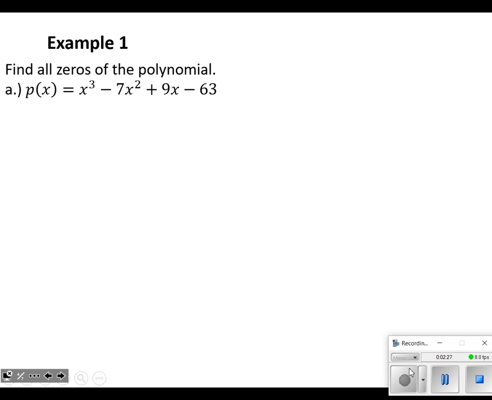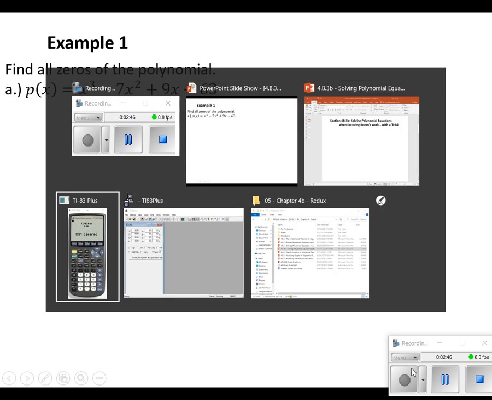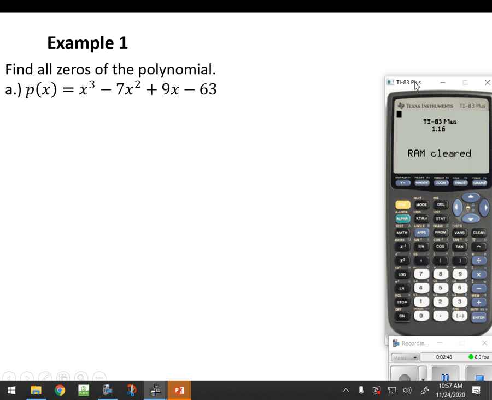Now, example 1, as I look at this, I see the 1 and the 7, the 9 and the 63, and I'm thinking, hey, this might be something that I could do just by doing factor by grouping, and it looks like I quite possibly could. However, to introduce the steps for this one, let's bring up our calculator. We're going to assume that we don't see any factor by grouping whatsoever.